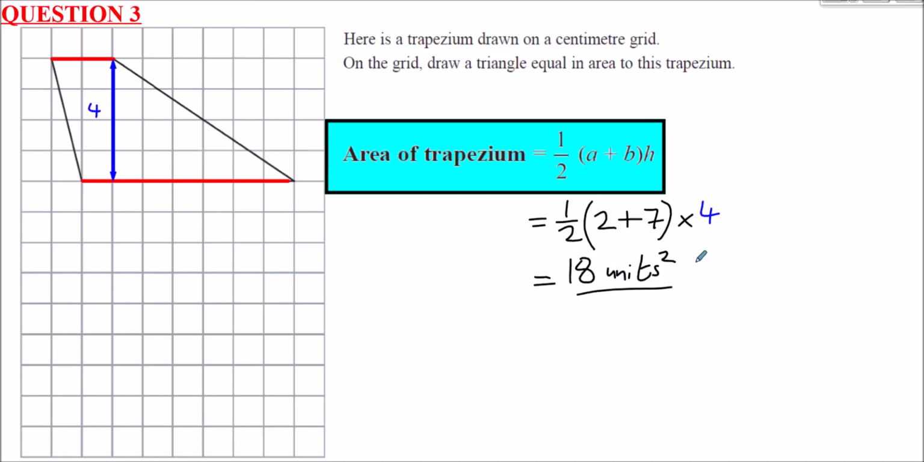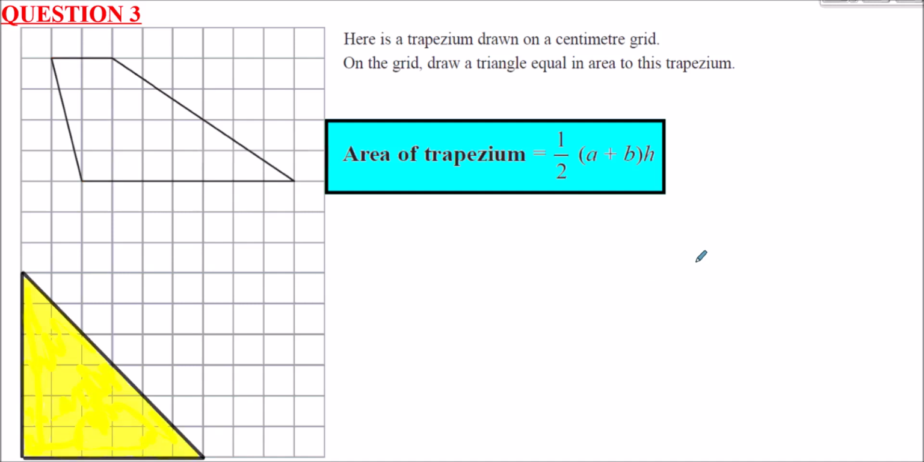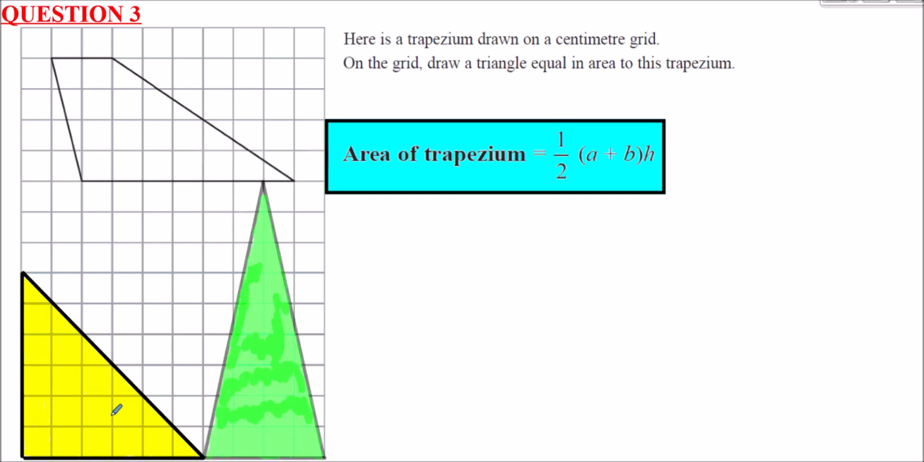So all we need to do now is to draw any triangle you can that has an area of 18 square units. I'm going to show you two possible triangles. There are others as well you could have drawn. So one triangle is this one. Remember, triangle area is base times height divided by 2. So that's 6 along, 6 high. 6 times 6 is 36. Divided by 2 gives us 18. That one would work.